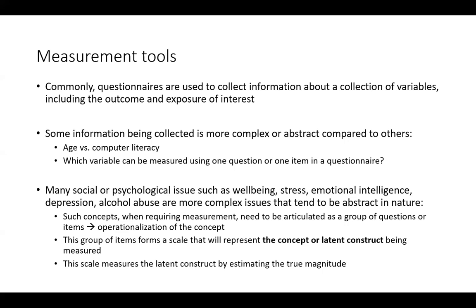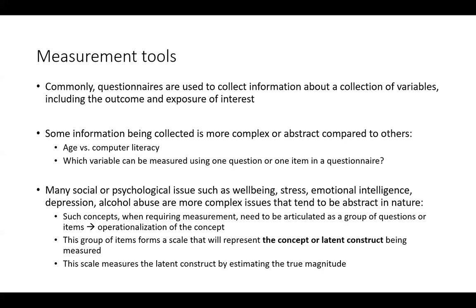So are these concepts measured by one question, or do they actually need more than one question in a questionnaire or in a scale? The factual questions are easier, but the more challenging questions or concepts are those that relate to social and psychological issues. So in this example, I put in the slide, well-being, physical well-being, mental well-being. Say I'd like to assess the effect of war on mental well-being. What does mental well-being mean? Stress, depression, social cohesion. So these are more complex issues, and they tend to be more abstract in nature.